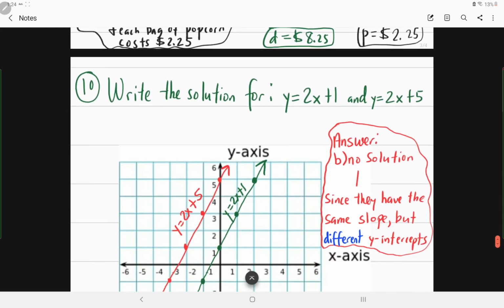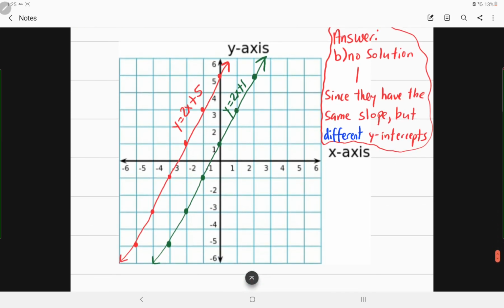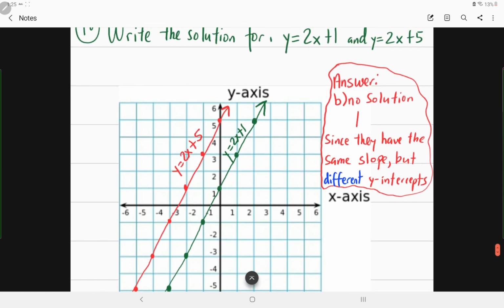All right. Last but not least, we have number 10. So we have two equations, y equals 2x plus 1 and y equals 2x plus 5. And we have a graph below. We can use the graph. Unfortunately, if you're on your computer, you can't plot it. But that's okay. We just write the solution. So I actually did graph it for you. But even without graphing, we should know the answer just by looking at the two equations.